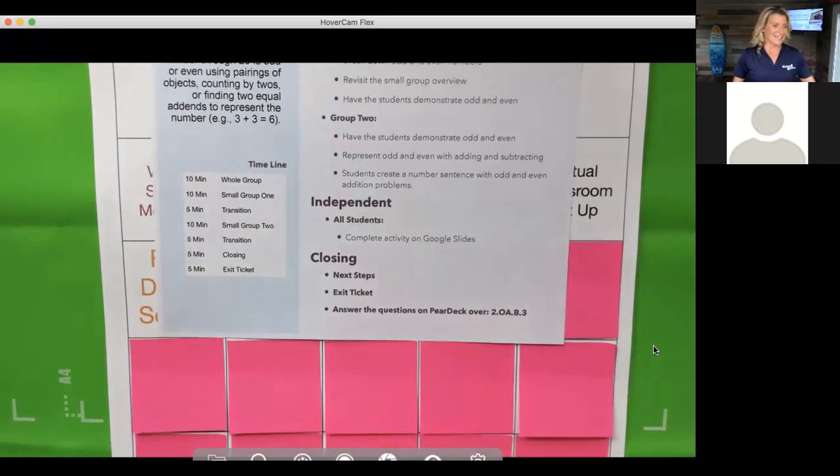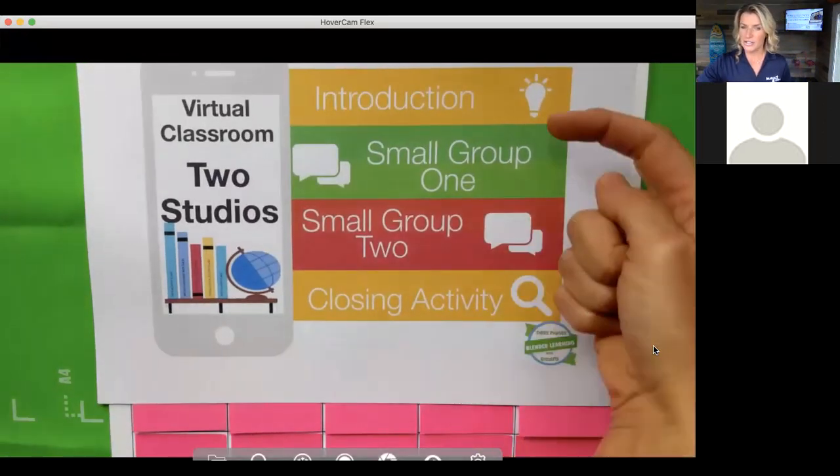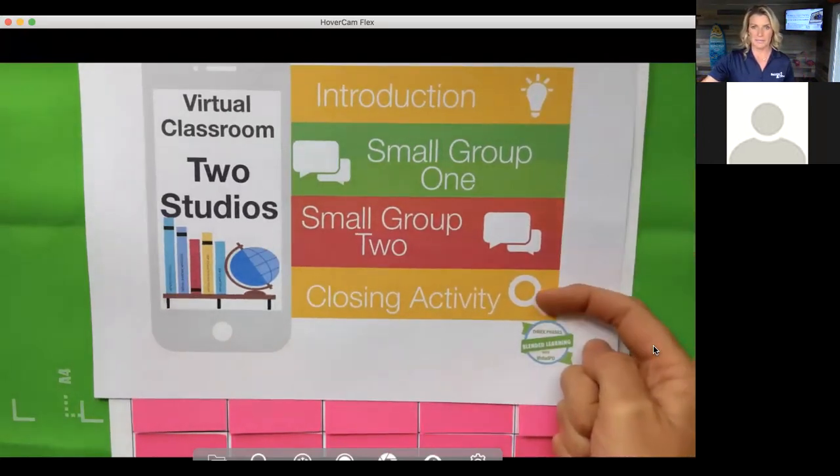All right. Real quick, I just want to show you what it would look like. One more thing I want to share is this is what it looks like with 2 studios. I have an introduction, small group, closing activity. And this works for all grade levels. Yeah, I showed you a second grade, but this can work for kindergarten. This can work for high school. This can work for even higher ed.